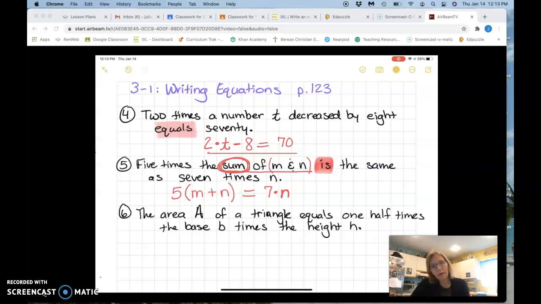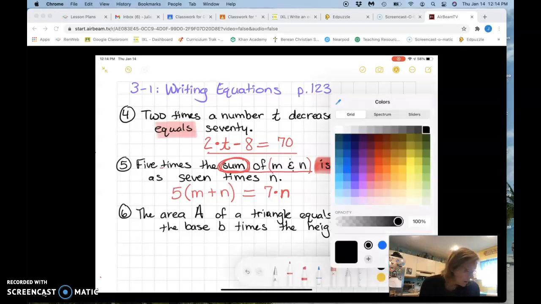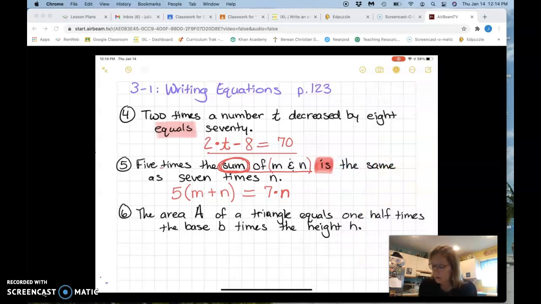Okay, so now I'm going to read it again and make sure it matches. So I have 5 times (m plus n) equals 7 times n. And the sentence says 5 times the sum of m and n is the same as 7 times n. So that says the same thing. I'm good. All right, so the next one says to translate each sentence into a formula. So we're basically doing the same thing, but now we're going to be writing a formula.